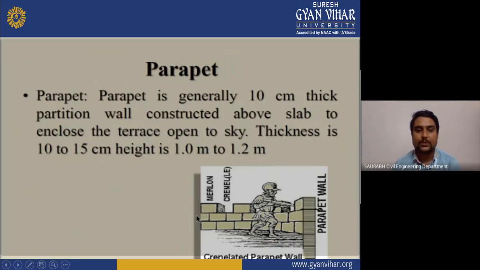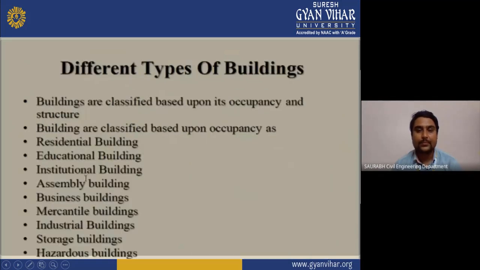Come on, the next point is the parapet. Parapet is generally a 10 mm thick partition wall constructed above the slab, enclosing the terrace open to sky. Thickness is 10 to 15 centimeter, and height is 1.0 meter to 1.2 meter. As you can see here, that is your slanted parapet wall of basement, and this is your merlon, and this is your crenel, and this is your image of parapet wall.